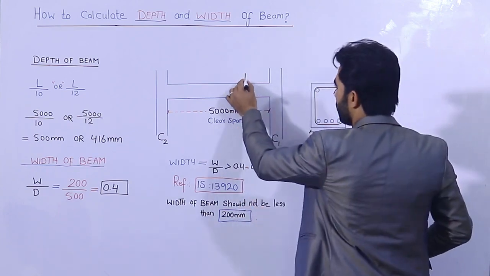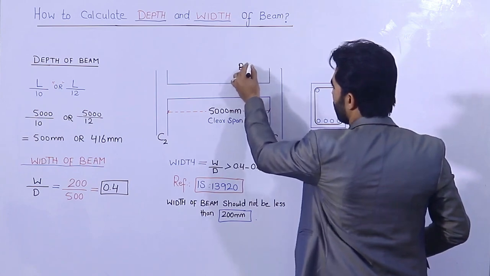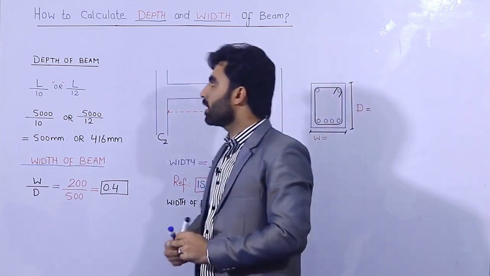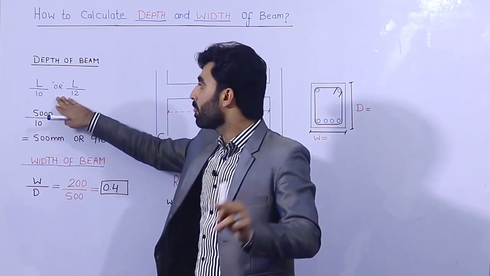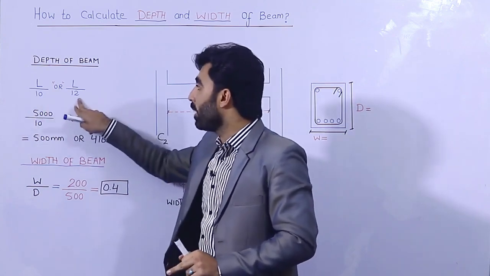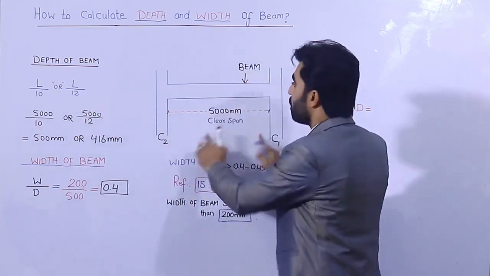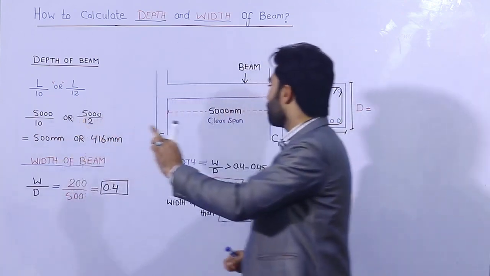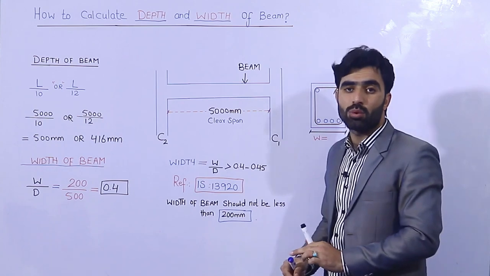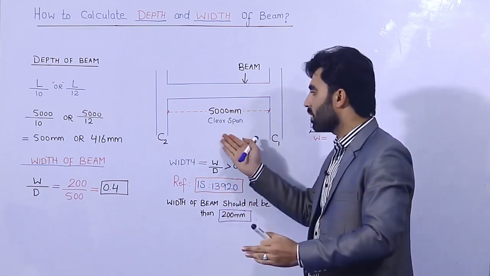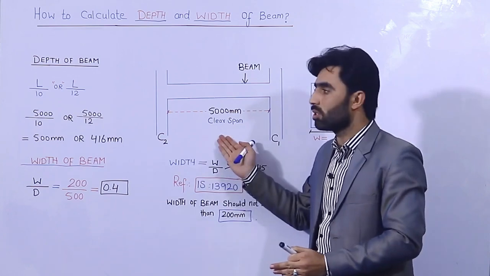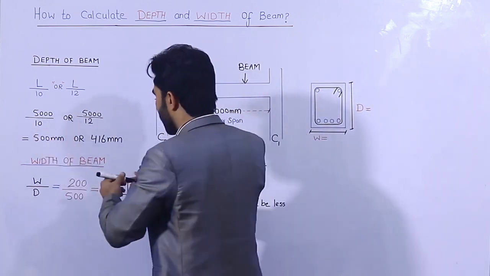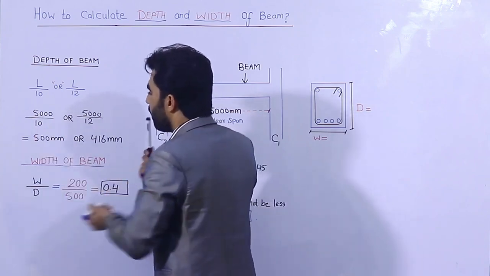As you can see guys, this is the beam, and this is column 1, this is column 2. So we have the formula: the depth of the beam by thumb rule is L divided by 10 or L divided by 12, where L is the clear span between two columns. The clear span is suppose 5 meter or 5000 mm. It may also be 3000 mm or 2500 or 6000. So L divided by 10, 5000 divided by 10, you will get the depth of the beam, which is 500 mm.